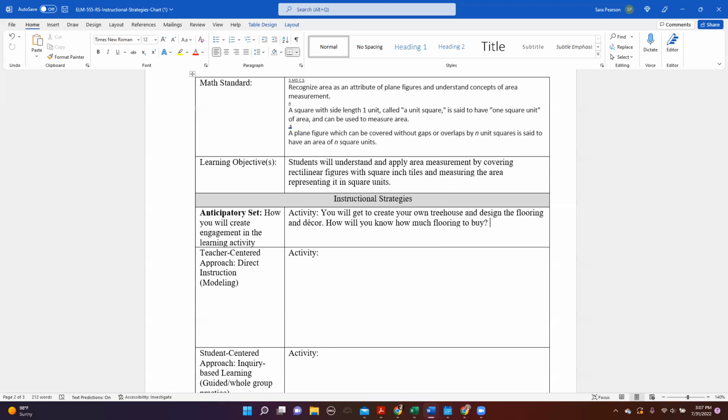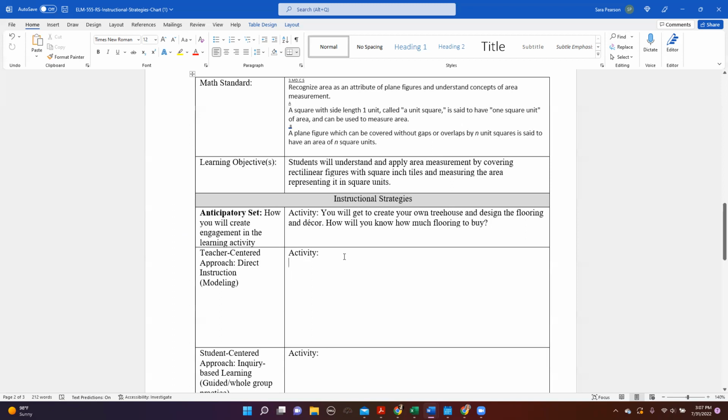Notice how my objective is more specific than the standard. I didn't say what type of plane figures to use, but I chose a rectilinear figure, which is multiple rectangles put together, because I thought that would make it easy to measure area. It doesn't have any things that are cut off because there are no diagonals to it. And then it's more complex than just a rectangle as well. So my teacher-centered approach might be I'm going to give an activity in which I model it.